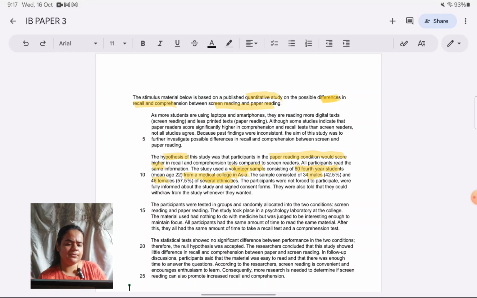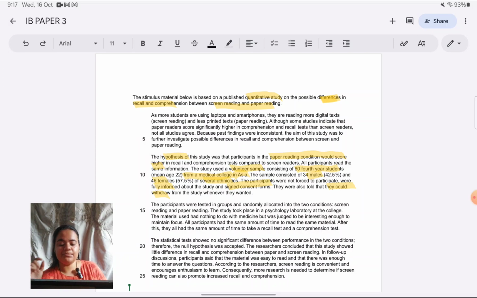The participants were not forced to participate. They were fully informed about the study and they signed consent forms. A question is going to be there on ethics. That's the 6 marker. So keep noting whatever they're telling us about ethics. So far it is ethical. They know everything about the study and they've signed consent forms. Right to withdraw is also there in the next sentence. We can see they were also told they could withdraw from the study whenever they wanted.